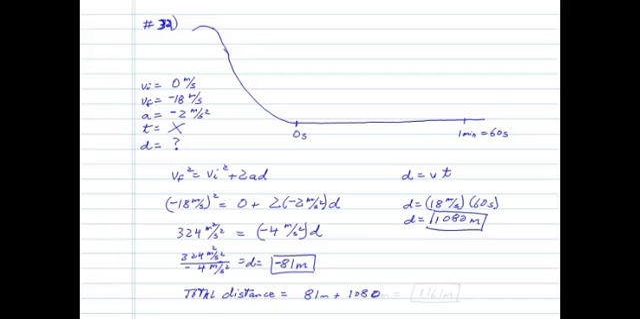So total distance, not displacement, but total distance traveled is 81 meters plus 1,080 meters, and that sum is 1,161 meters. His total distance traveled from the top of the hill is 1,161 meters.